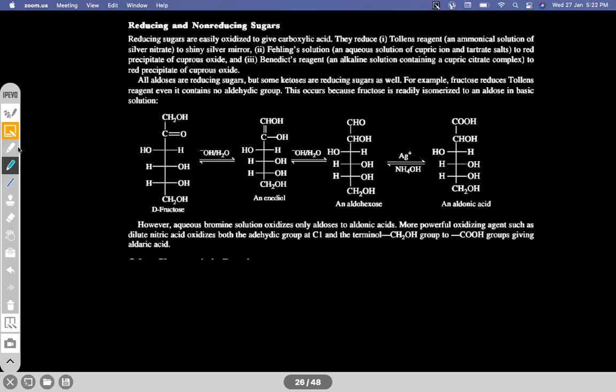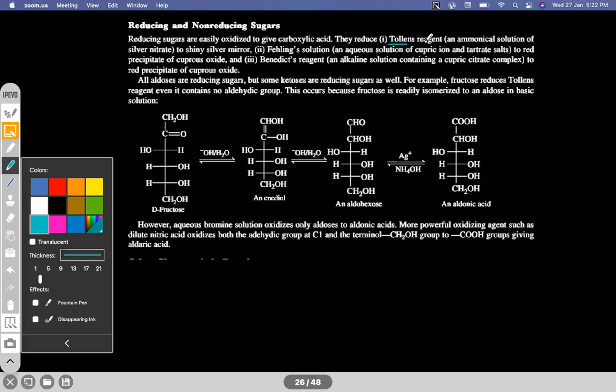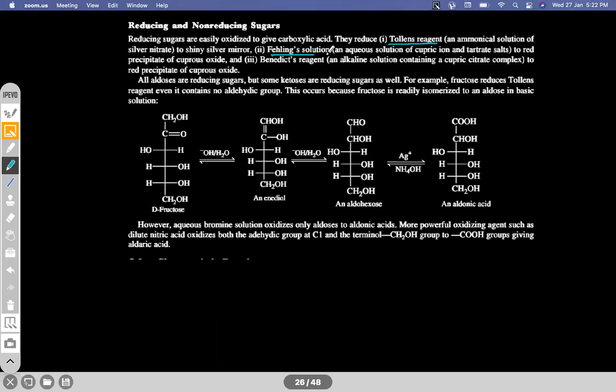Okay, they reduce Tollens reagent. Here it is written, you see, they reduce Tollens reagent, they reduce Fehling solution, Benedict reagent or Benedict solution to a red precipitate of cuprous oxide. So all those carbohydrates which can reduce these reagents are called reducing sugars. All aldoses are reducing sugars, but some ketoses are reducing sugars as well. For example, fructose reduces Tollens reagent, even though it contains no aldehyde group.